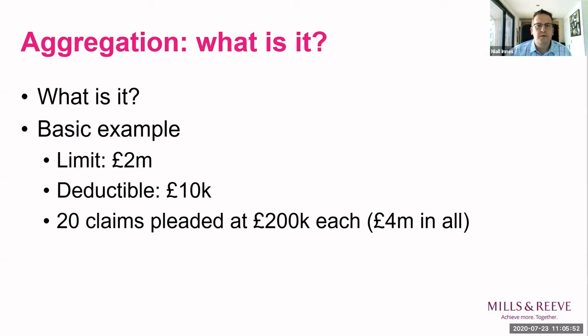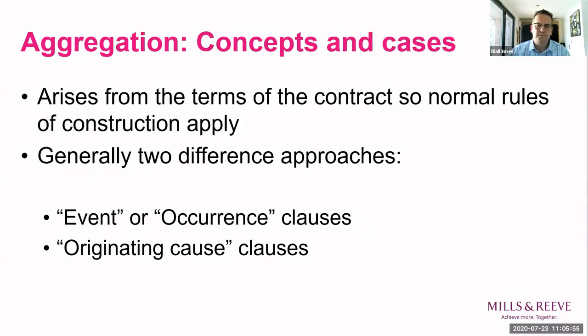So I'm going to come on to some of the concepts and cases. As I say, aggregation arises from the contract itself, and ordinarily there is a deeming provision such that one or more claims aggregate for the purposes of the policy, and it's done normally in 1 or 2 ways. You might have a single event or occurrence clause, where those losses arising out of that single event or occurrence aggregate. And you may have clauses where they arise from the same originating cause. And so I'm going to look at each of those in turn.